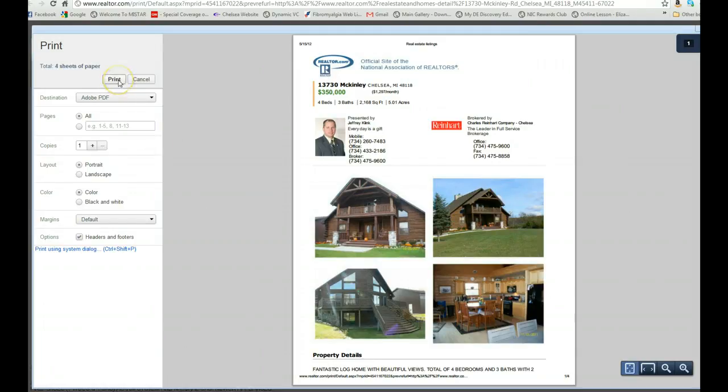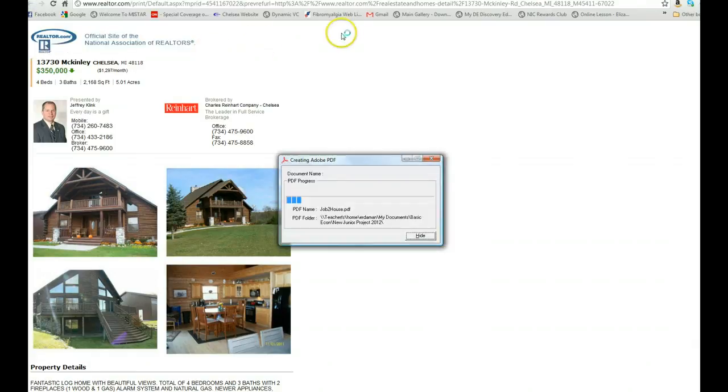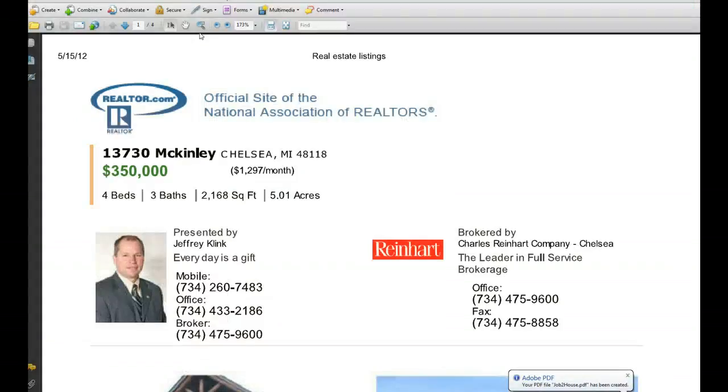Job 2 house. And just a tip: when you print things, you can choose Adobe PDF and make PDF files of everything that you're printing, so that if by chance something happened to your project, you could easily reprint it. That's my tip for the day.